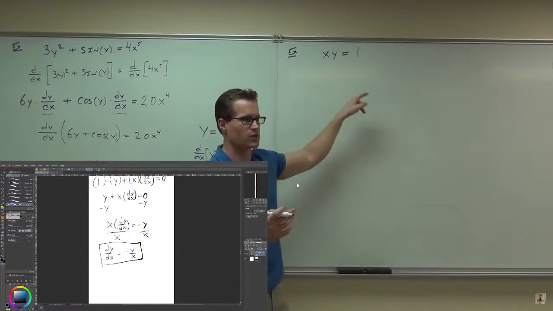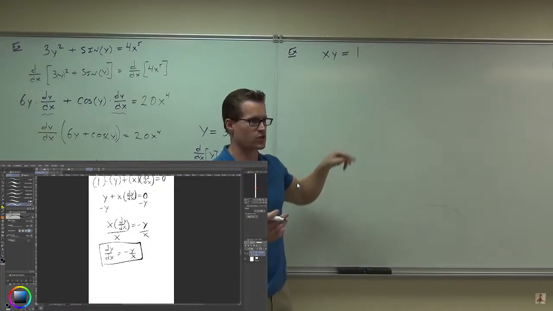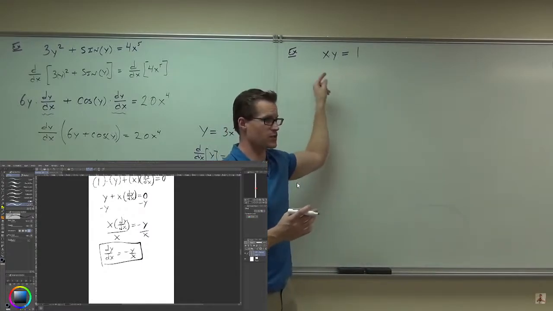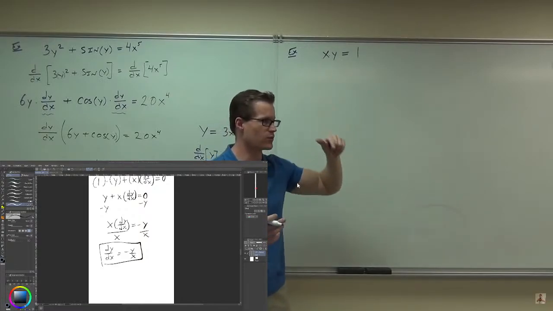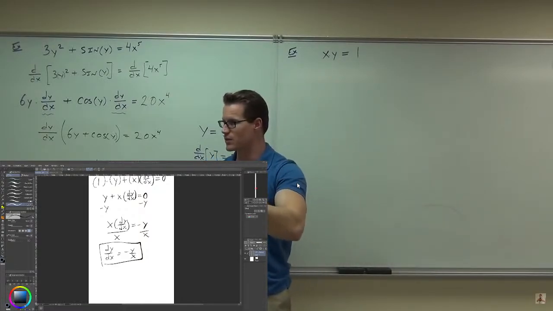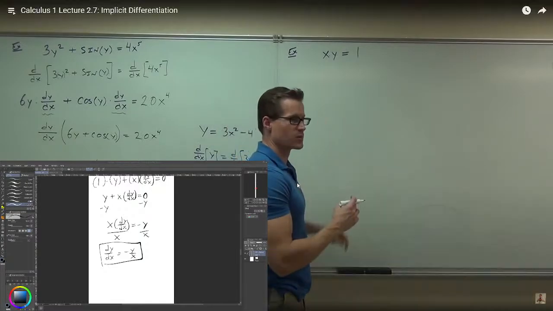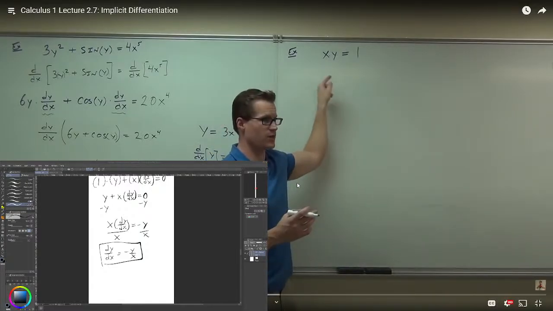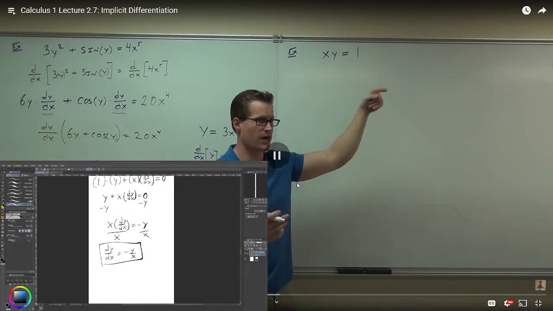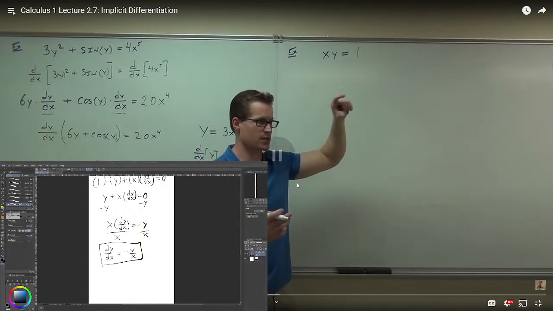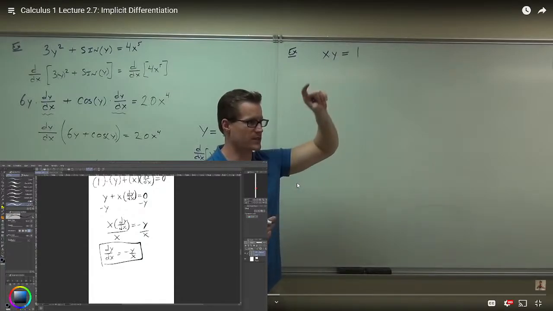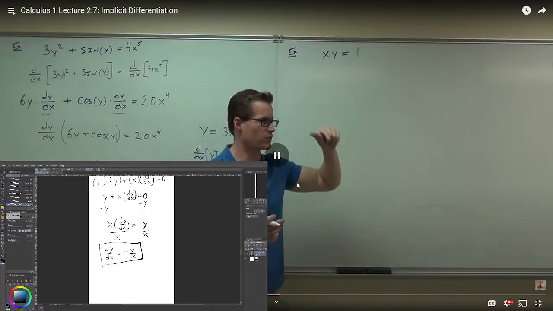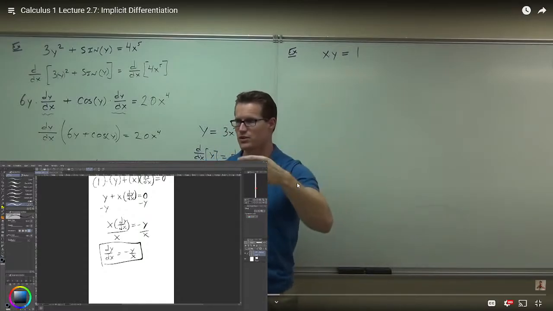In fact, if you were to solve this, what you're going to get is negative 1 over x squared. Because if you divide by x, you get 1 over x, and the derivative of that is actually x to the negative 1 power. Bring that down, subtract 1 from it, you get negative 1 over x squared. Do you see that, what I'm talking about?